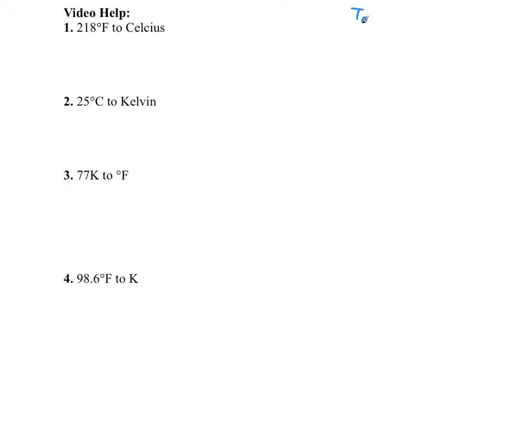The temperature in Celsius, this is the first relationship, equals the temperature in Fahrenheit minus 32, and then I'm going to divide this by 1.8. The other relationship that we also have is that the temperature in Kelvin equals the temperature in Celsius plus 273.